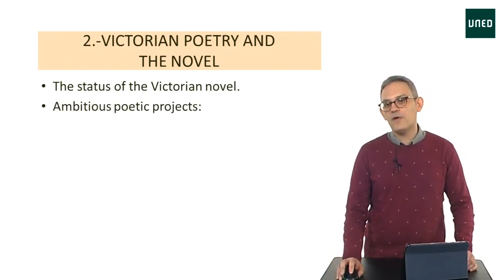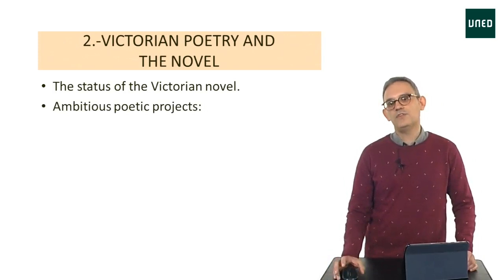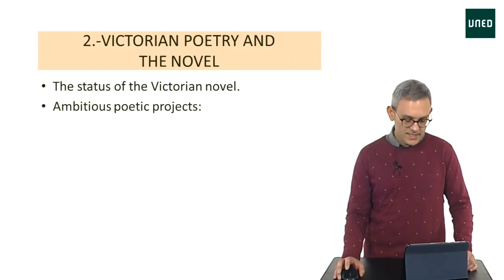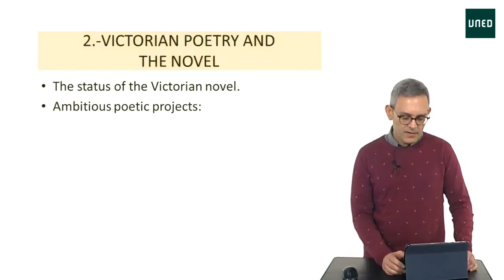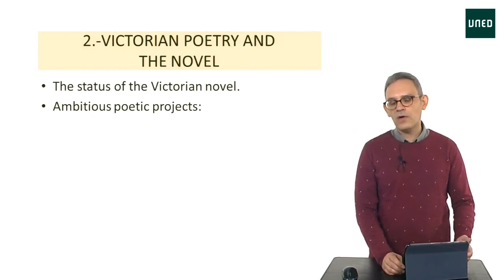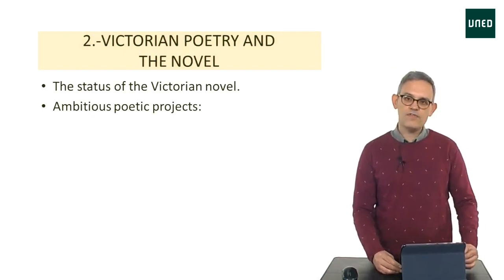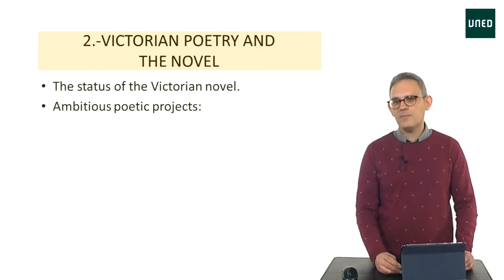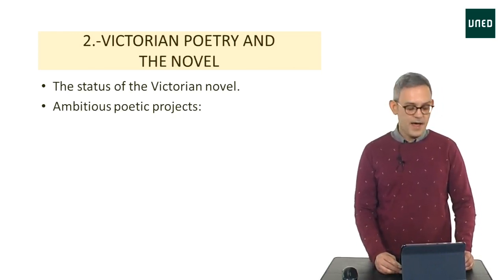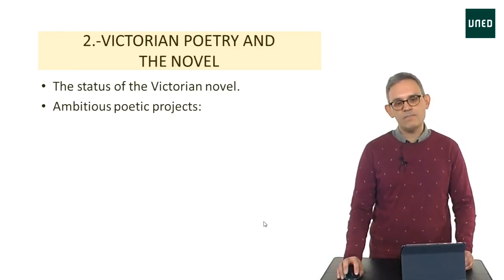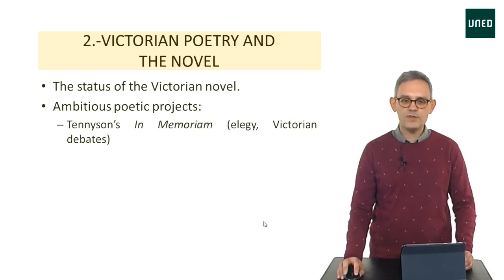Victorian poets wrote conventional short lyrics, as the Romantics did, but they also embarked on very ambitious poetic projects. And these long, often narrative or philosophical poems resembled contemporary novels in their ambitious length, structure, and scope. And I will give you three examples, three key poems of the period.